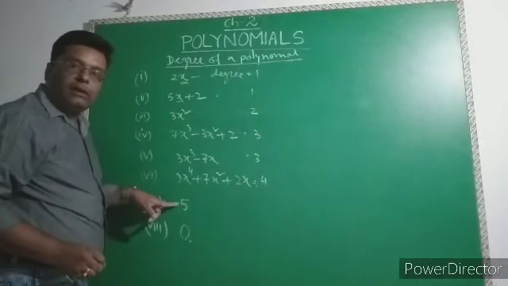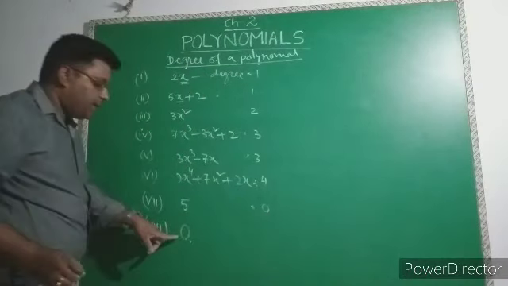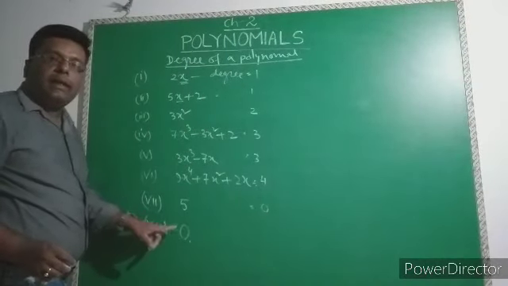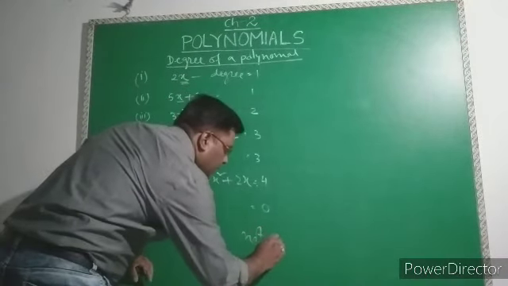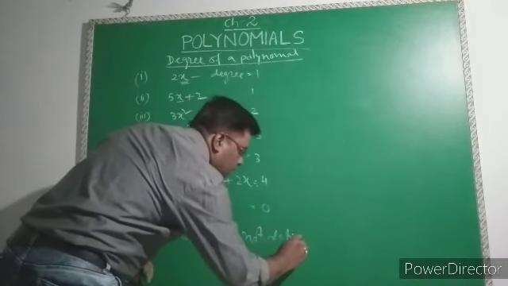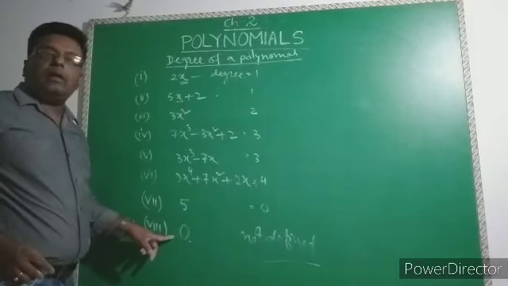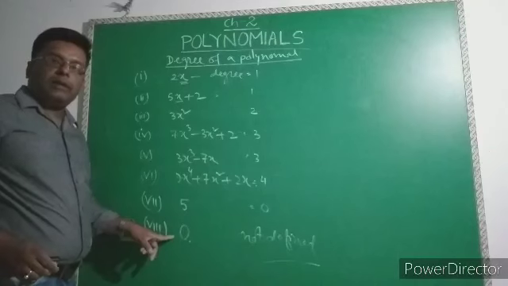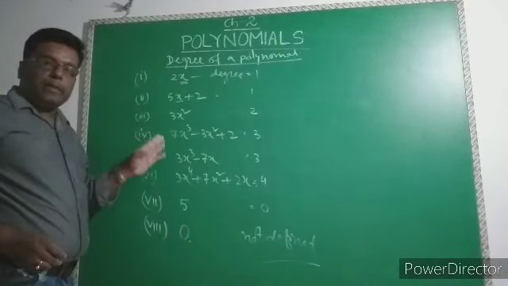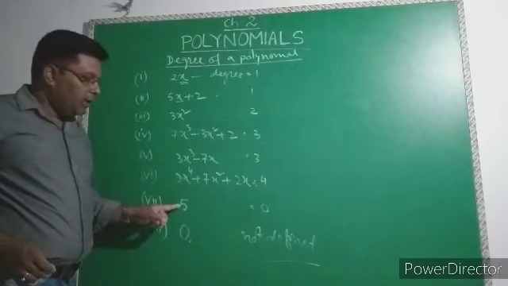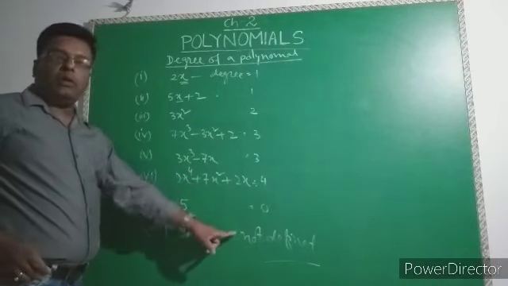Next, for a constant, x to the power 0 is there, so the degree is equal to 0. But if the polynomial is 0, then its degree is not defined. The degree of a 0 polynomial is not defined. Remember it. The highest power of the variable is called the degree, the constant polynomial's degree is 0, and the degree of a 0 polynomial is not defined.